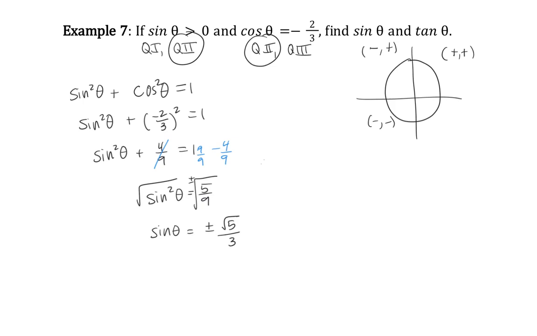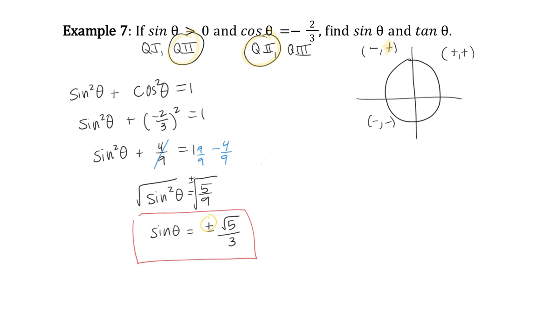We use the fact that we're in quadrant 2. In quadrant 2, sine, that's the y, is positive. So we're going to use the positive square root there. So it's positive square root of 5 all over 3.